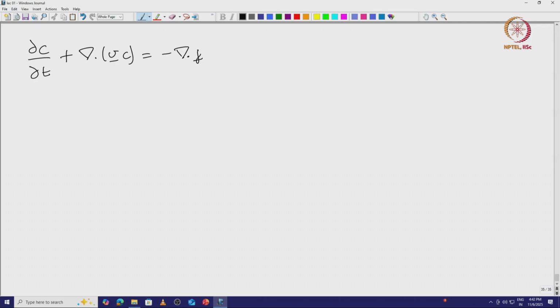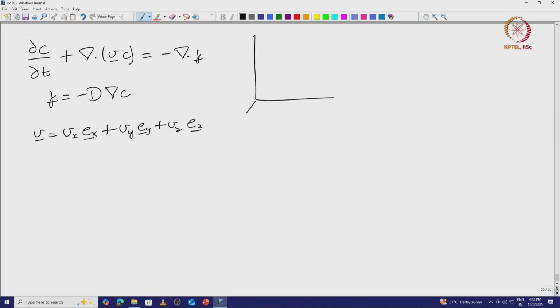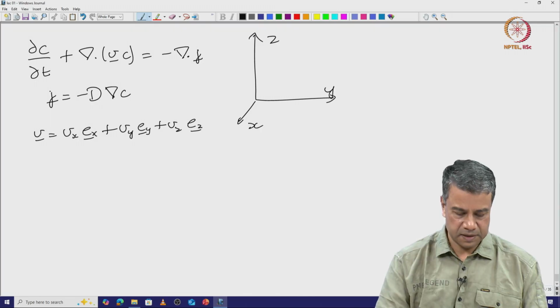In this equation, the concentration is a scalar, the velocity and the flux are vectors, and the flux is in turn related to the concentration field: J is equal to minus D times the gradient of the concentration field, where D is the diffusion coefficient. The velocity vector in a Cartesian coordinate system can be written as Vx Ex plus Vy Ey plus Vz Ez, in a Cartesian coordinate system which contains x, y and z as the 3 axes.